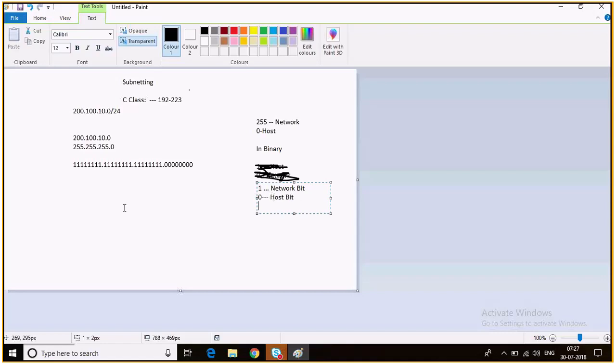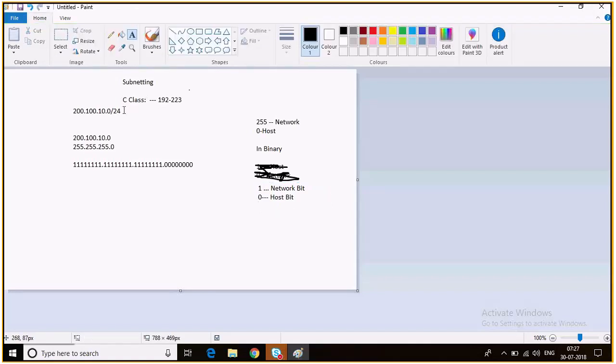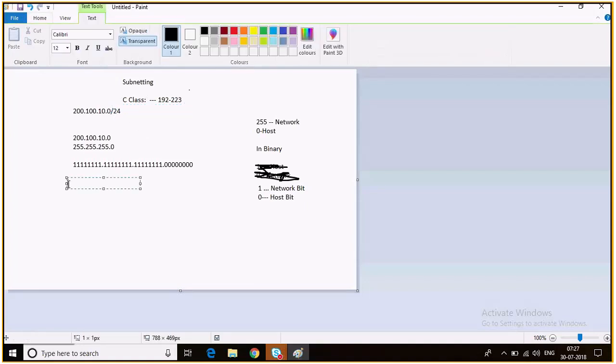Now carrying this forward, if I say I want to increase my networks, I want to subnet my networks. For example, I have one big network, slash 24, and I want to subnet it into smaller networks. What do I do? I change the subnet mask by increasing the number of ones. When I increase the number of ones, this value of slash 24 will increase. For example, in my question I'll get something like 200.100.10.0 slash 28, right? So this is how a subnetted question will look.